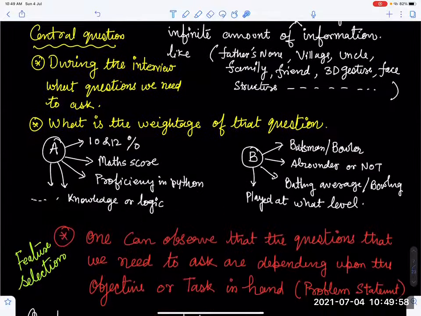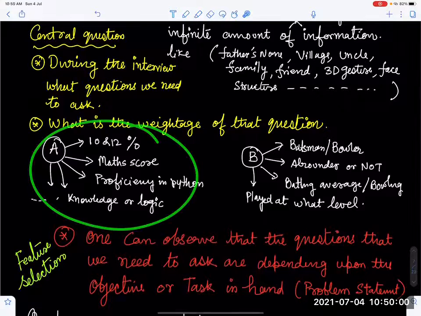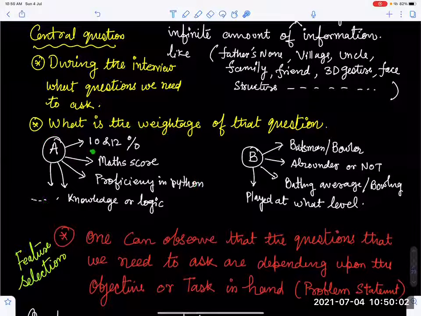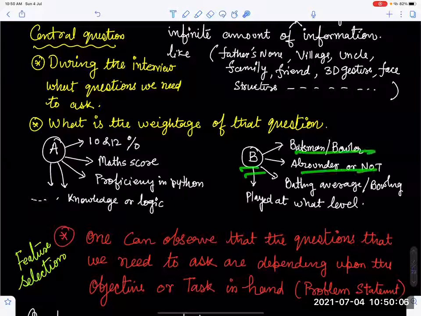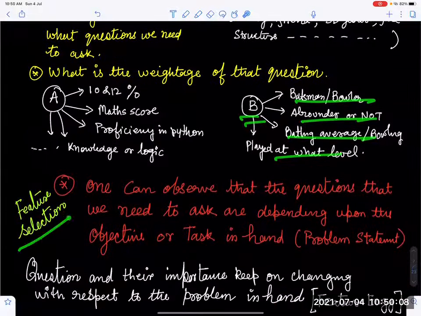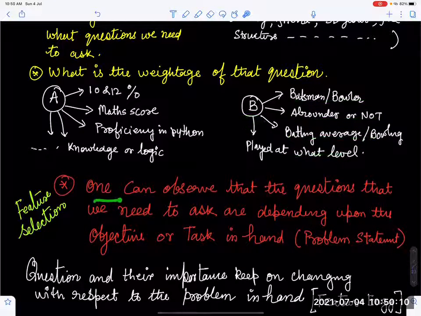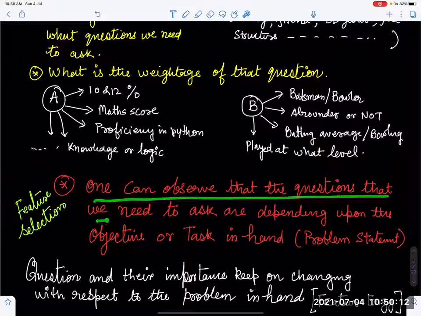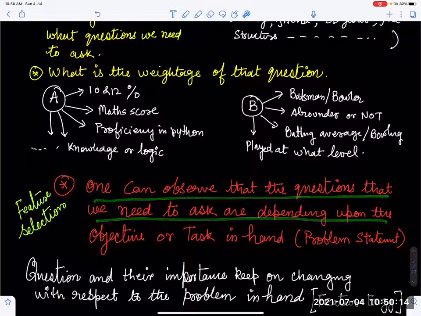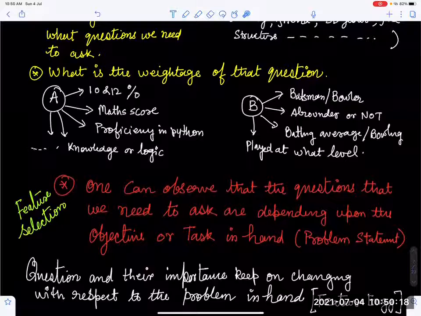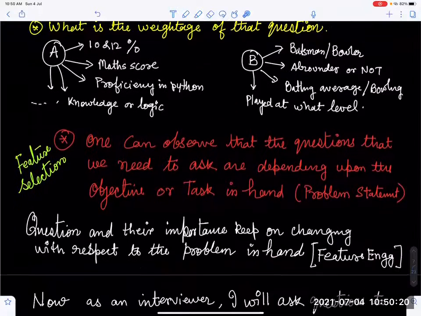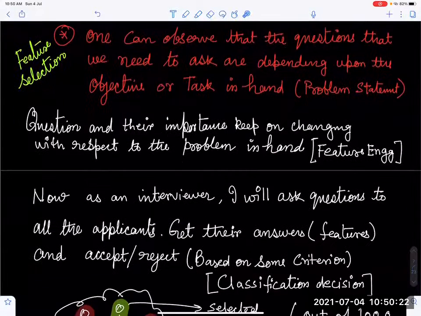So for my objective A, I may ask this and this and so on. For case B, I may ask other things. And that is called feature selection. One can observe that the questions we need to ask depend upon the objective and the task in hand. What is the problem that I want to solve? Depending upon that, my questions are going to be drafted. And this is called feature engineering, by the way.